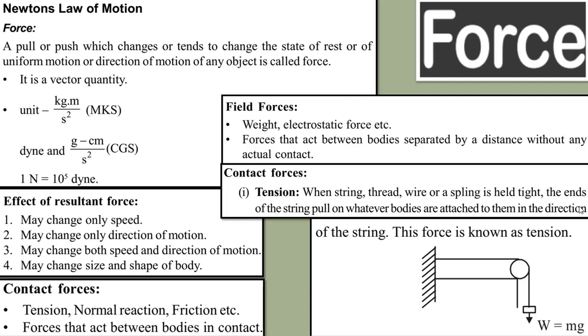So contact forces are tension, normal reaction, friction forces, which act between bodies in contact. Field forces are weight, electrostatic force, etc., forces that act between bodies separated by a distance without any actual contact. Tension: when a string, thread, wire or spring is held tight, the ends of the string pull on whatever bodies are attached to them in the direction of the string. This force is known as tension.